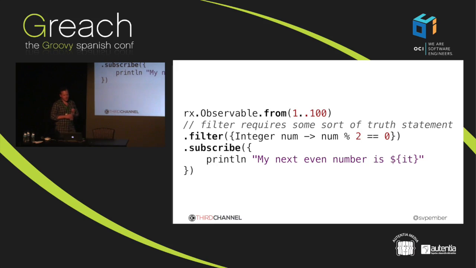I start with an observable, and then only items that pass some sort of truth test will continue down the stream. The function closure that's part of filter receives the item from the stream and then must return a Boolean argument to determine whether or not that item is allowed to continue down the stream.